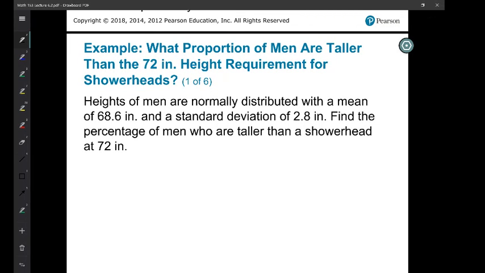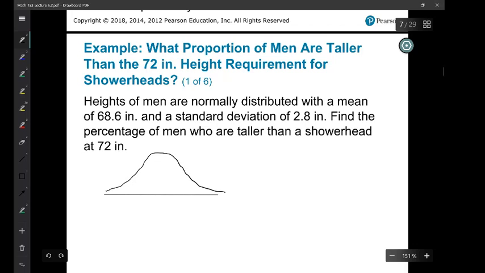So we'll start with this example. Heights of men are normally distributed with a mean of 68.6 inches and a standard deviation of 2.8. Find the percentage of men who are taller than a showerhead at 72 inches. So visualize the distribution we're talking about.